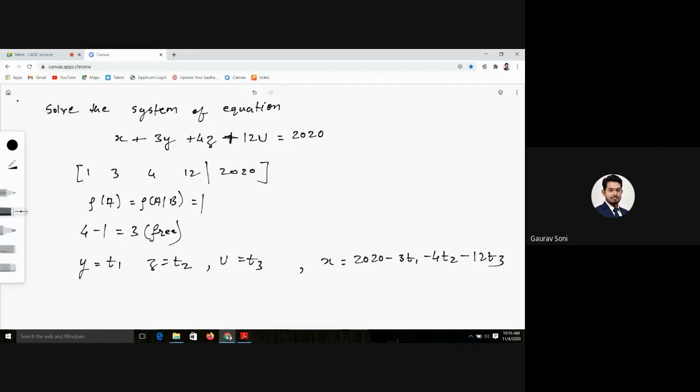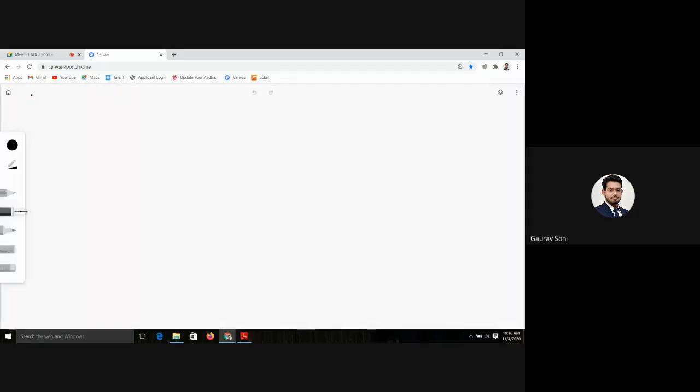Now you try one example. 2x plus 6y plus 11z is equal to 0. Then 6x plus 20y minus 6z plus 3 is equal to 0. 6y minus 18z plus 1 is equal to 0. Try this.